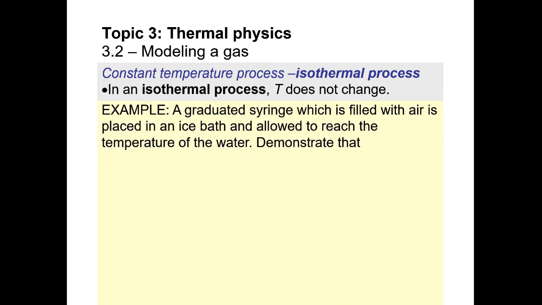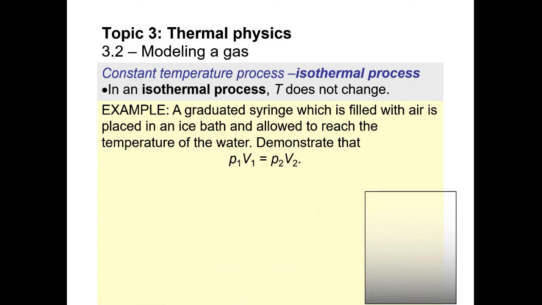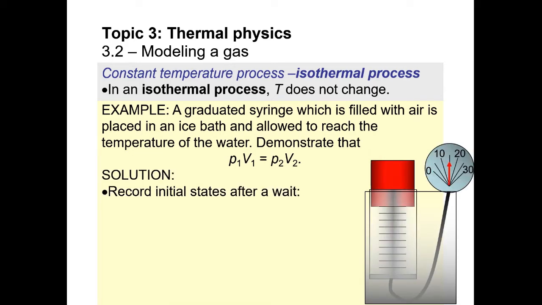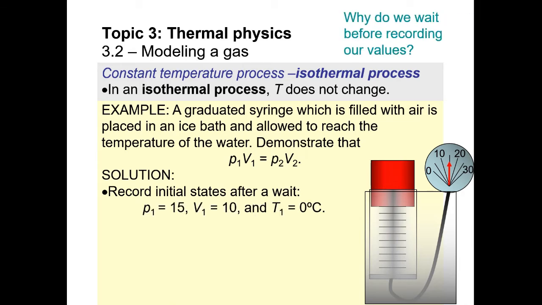We have a graduated syringe which is filled with air, placed in an ice bath and allowed to reach the temperature of the water. So we have P1 V1 equals P2 V2, or P times V is constant. Record initial states after a wait: P1 equals 15, V1 equals 10, and T1 equals 0 degrees Celsius. And record the final state after a wait.